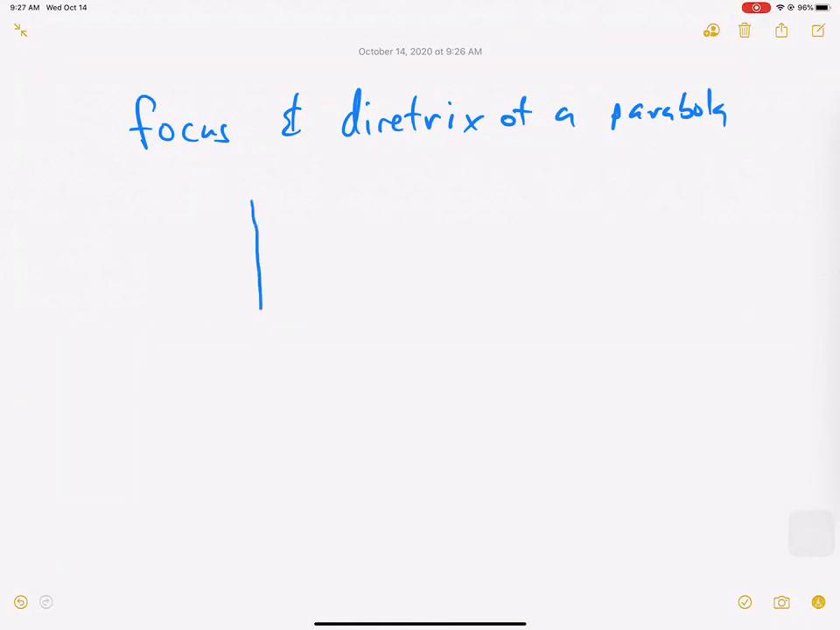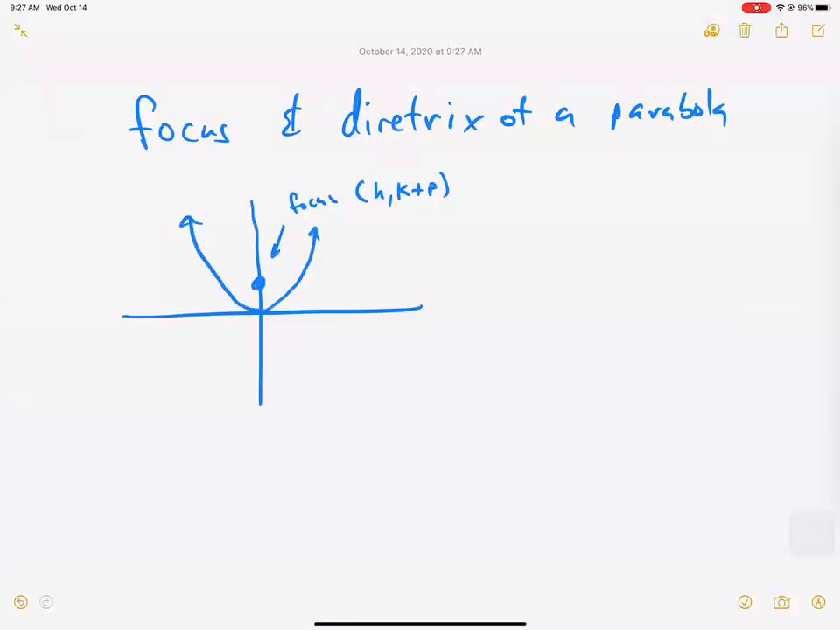So let's give ourselves the basic idea of what the focus and directrix is. Given a parabola, and this parabola could sit anywhere, there is a point inside the parabola. It's not touching the parabola. It's almost like the center where all the parabola is looking at. And this is called the focus. And the focus is really just h comma k, and we're just going to add a p-value to it.